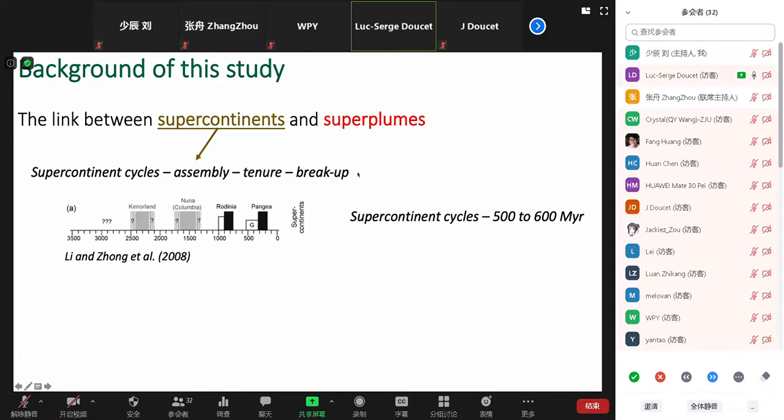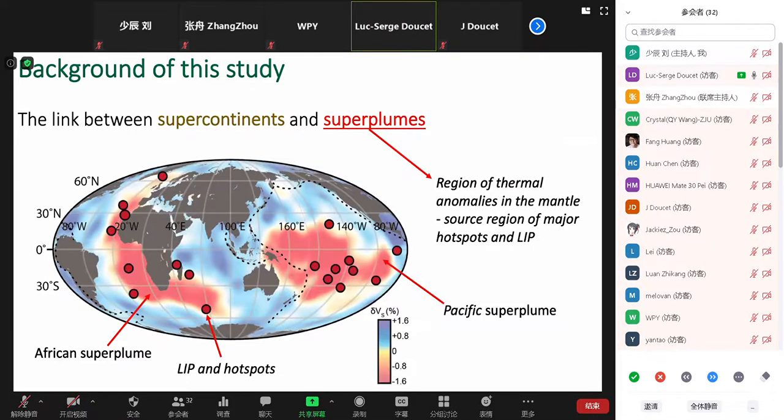When we want to understand the link between supercontinents and superplumes, we need the definition of superplumes. So as I told you at the beginning of this presentation, the superplumes are regions of thermal anomaly in the mantle, and they are the main source of the hotspots and large igneous provinces through time.